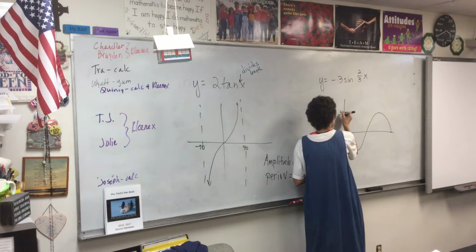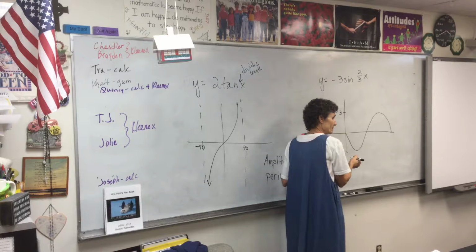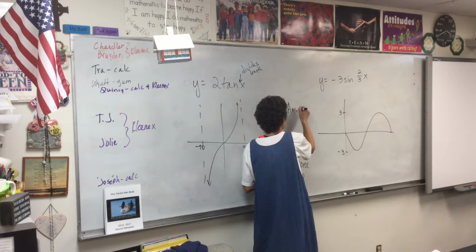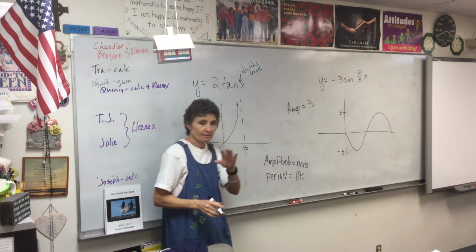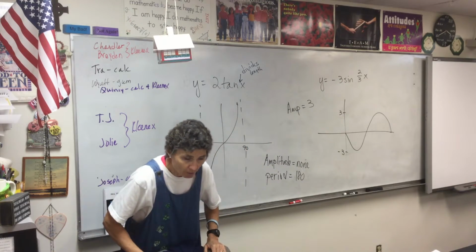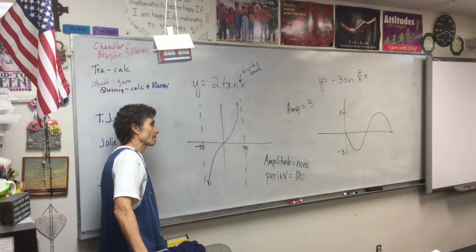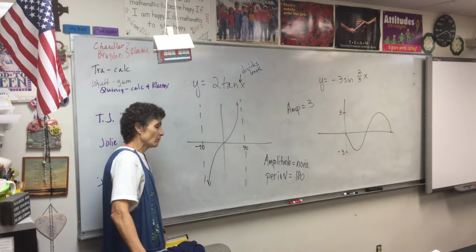That 3 tells me that I'm going up 3 and down 3, which means your amplitude is 3. It's the height. Isn't that 3 tall? Now what about the period?